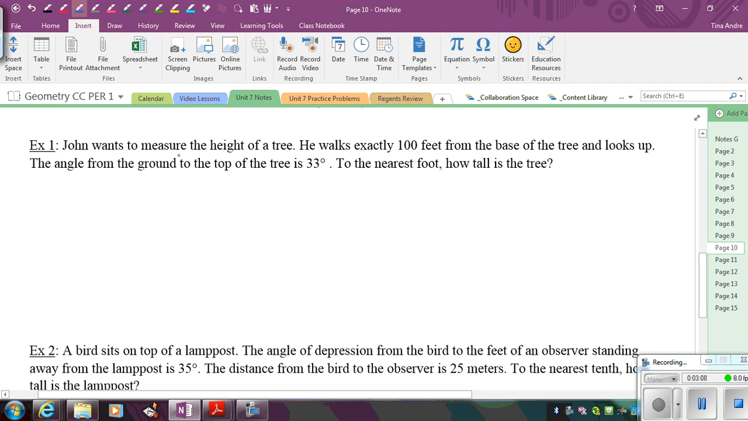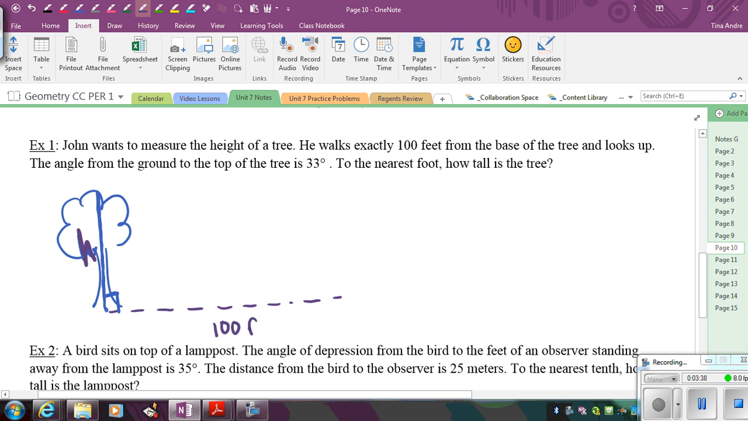So first thing is John wants to measure the height of a tree. So I'm going to start with a tree. We want to know the height of that tree. And so let's just say this is going to be what we're trying to find. Remember, objects are going to be perpendicular to the ground. So we're trying to find the height of that. He walks 100 feet from this, so he's going 100 feet in any direction, doesn't really matter. And from the base, so he's walking 100 feet from the base of the tree, and he looks up.